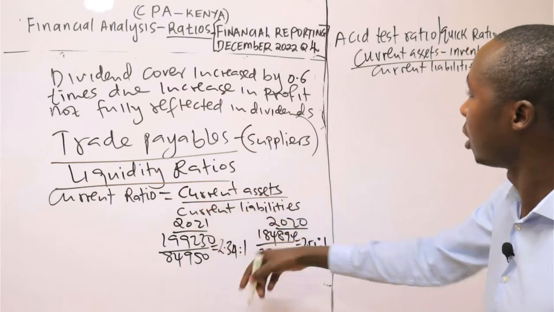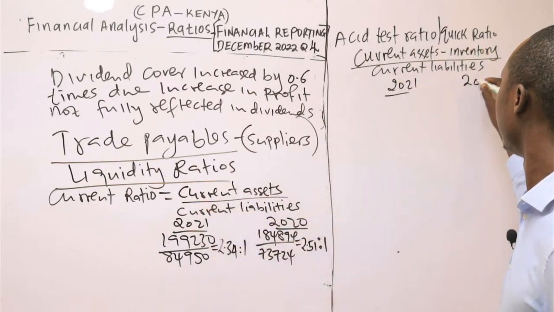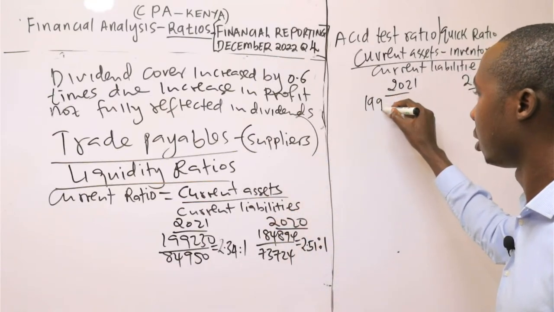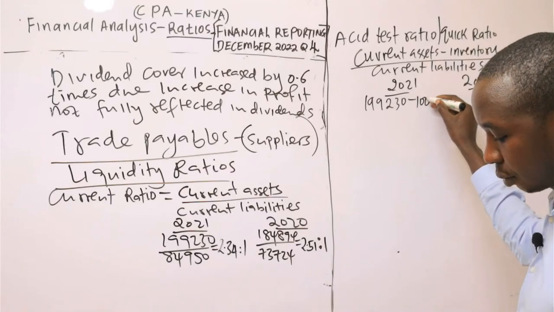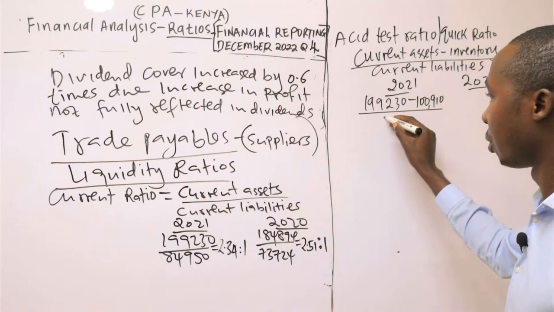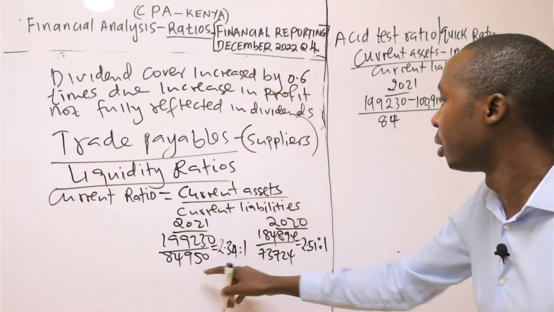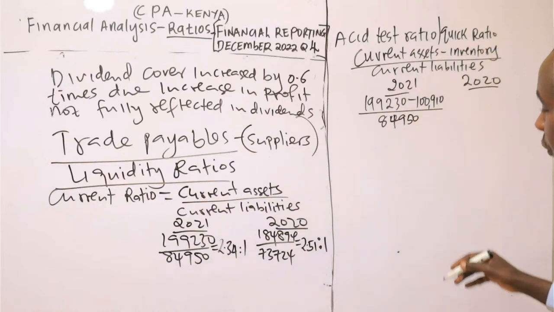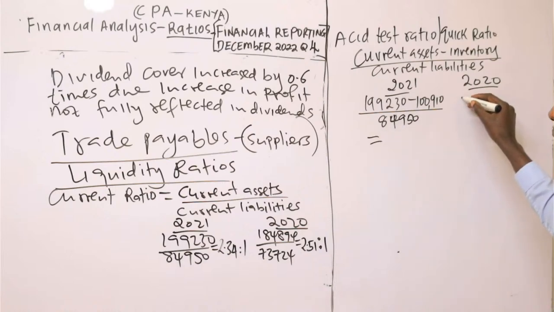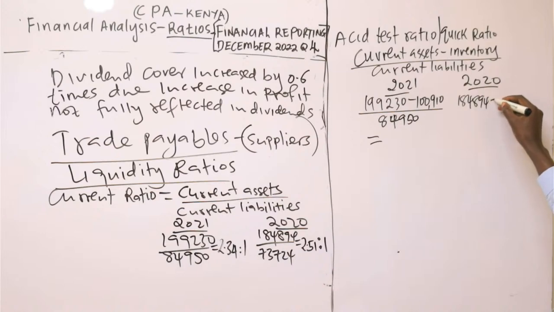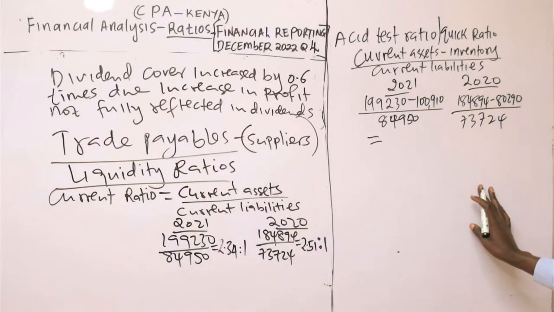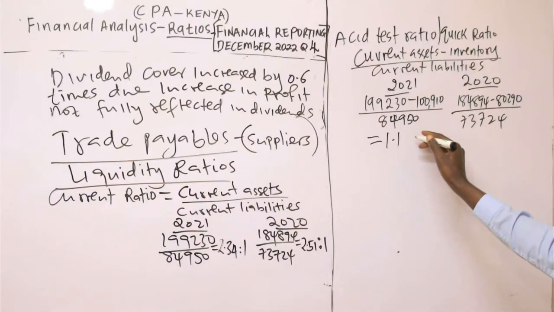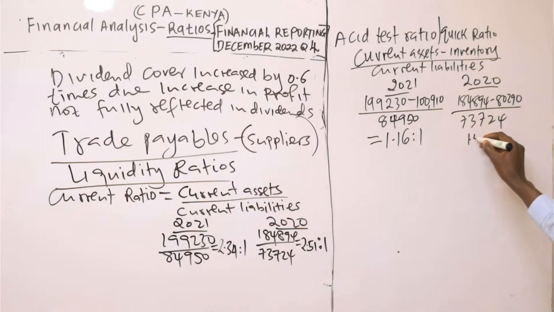So that is the acid test. Meaning that I will just talk about 2021 and 2020. Here we have 199,230. I minus the inventory. Inventory for 2021, according to my question here, was 100,910. We divide with 84,950, because current liabilities we already have. Then this one we get the answer. And this one is 184,894. You minus the inventory, which for this one is 8,290. You divide with 73,724. If you do your computations, this one will give you 1.16 to ratio 1, and this one you will get 1.42 to ratio 1.